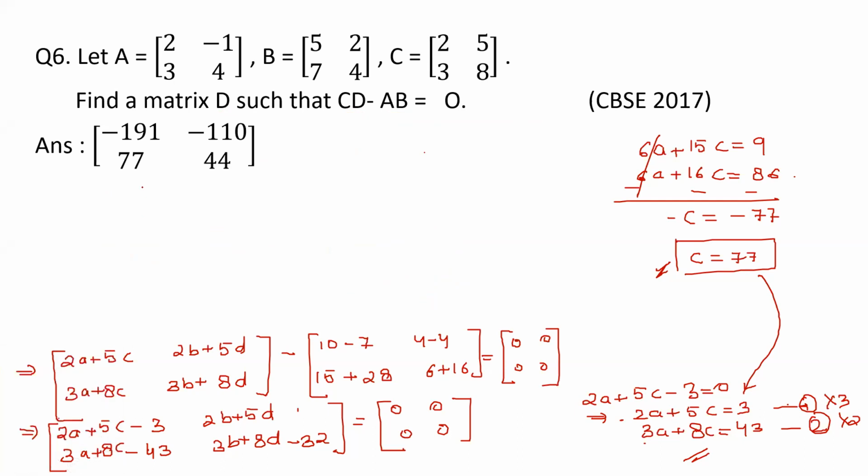Okay, so the next equation is 2b plus 5d is equal to 0. And the next equation is 3b plus 8d, and this will come to 32. So we will do the same thing. Let this be 3 and 4. Okay, so we will multiply this third with 2, sorry, with 3 and 4 with 2. So I will erase these two.